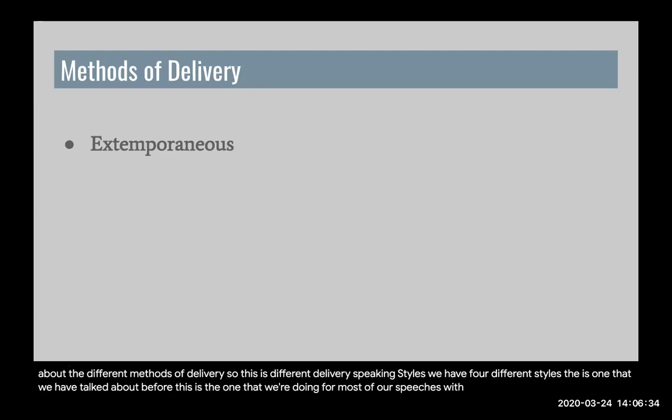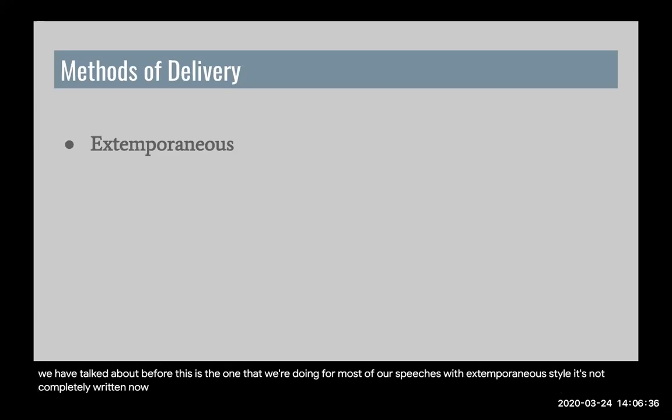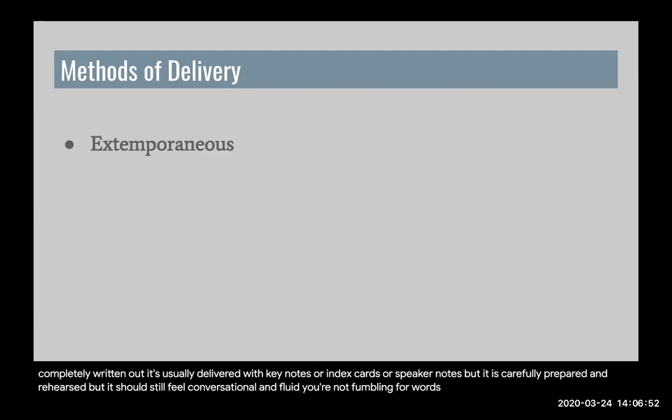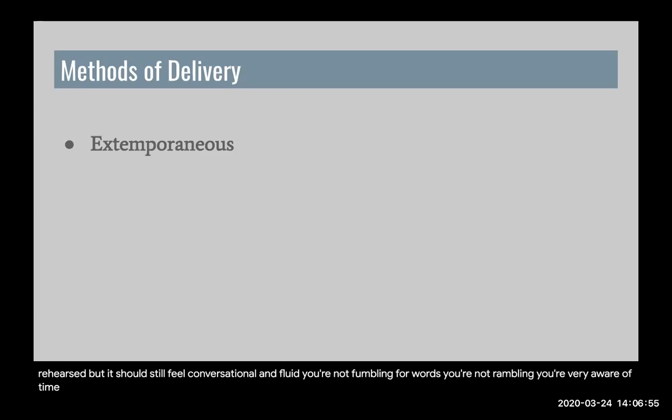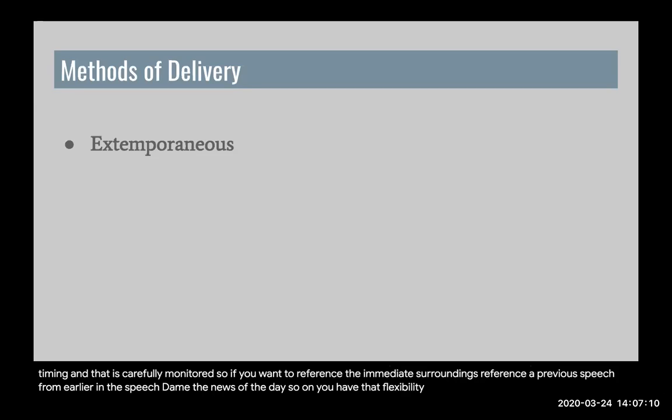With extemporaneous style, it's not completely written out. It's usually delivered with keynotes or index cards or speaker notes, but it is carefully prepared and rehearsed. But it should still feel conversational and fluid. You're not fumbling for words, you're not rambling, you're very aware of timing, and that is carefully monitored, but there's a little bit of flexibility. So if you want to reference the immediate surroundings, a previous speech from earlier in the speech day, the news of the day, and so on, you have that flexibility to do so.